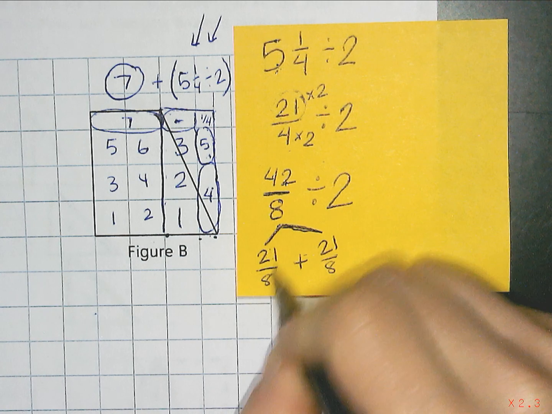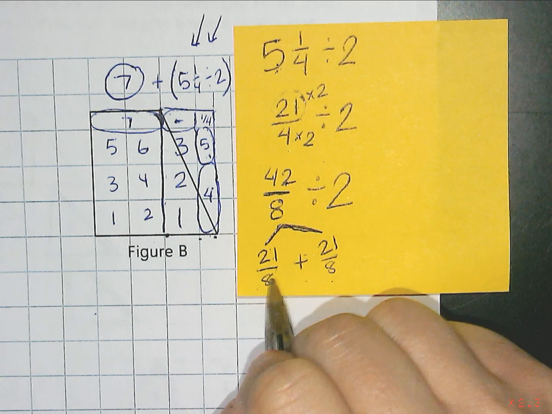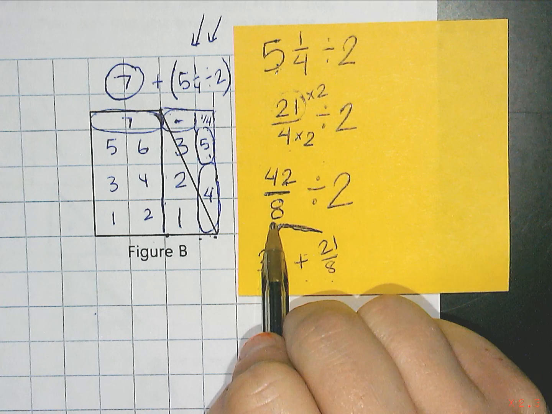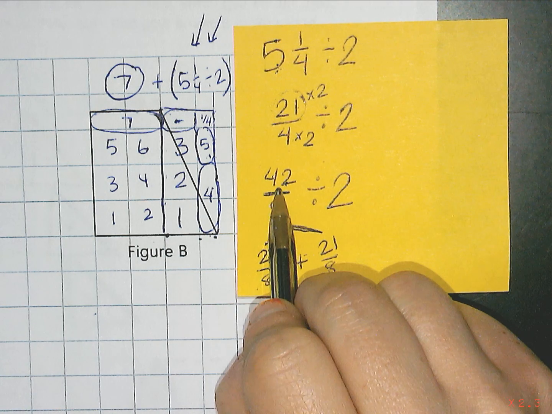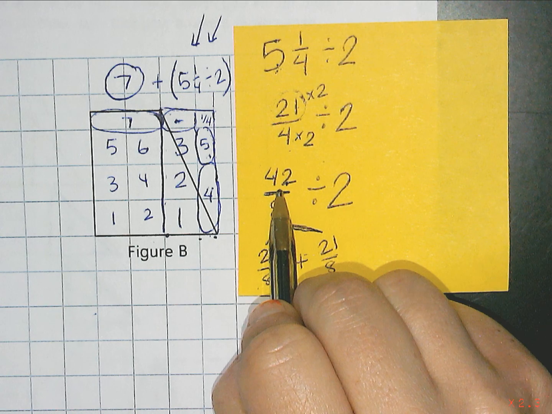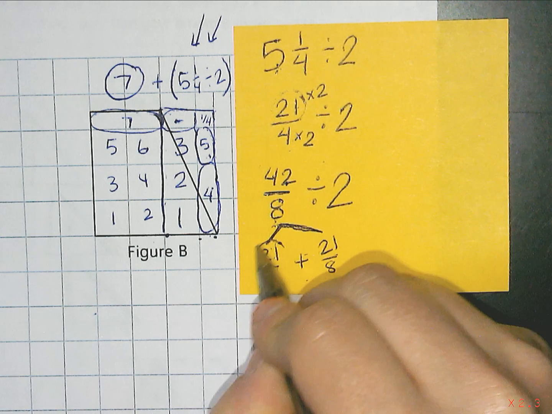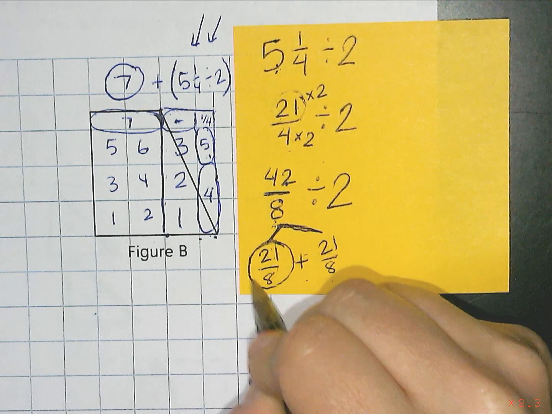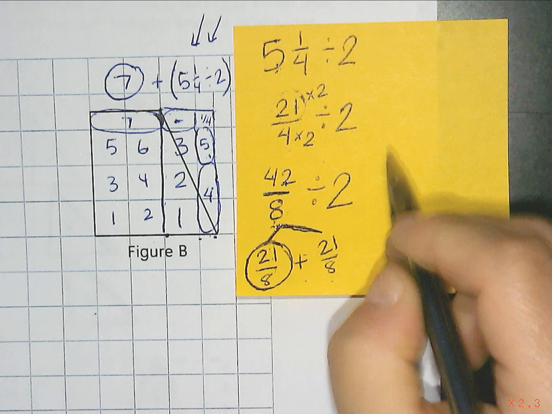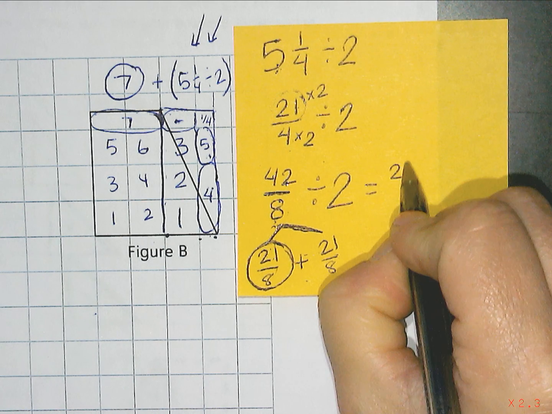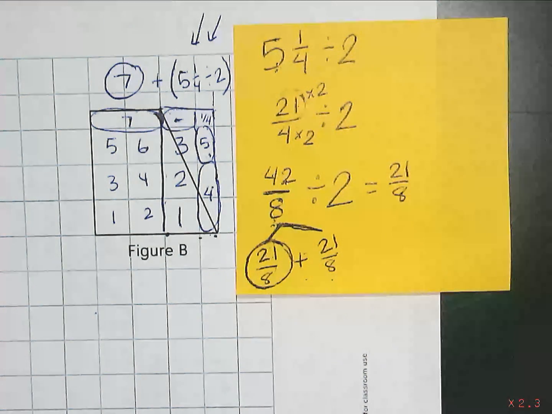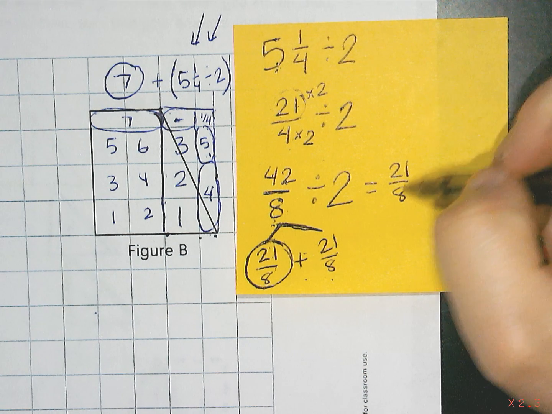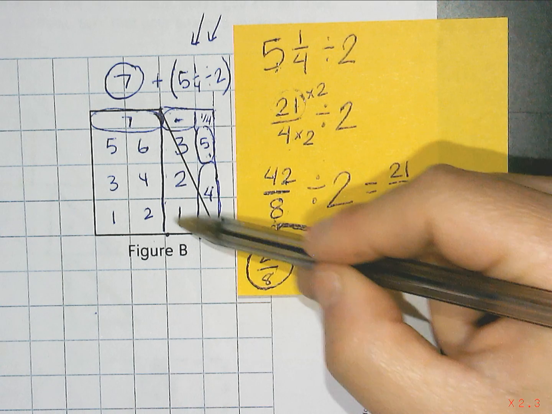My denominator is staying the same because the size of my pieces isn't changing, but what I'm doing is splitting how many pieces I have up, which means 42 eighths divided by 2 equals 21 eighths. All right, so now I have 21 eighths, which is half of this rectangle here.